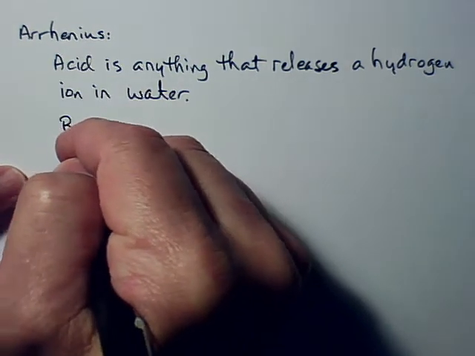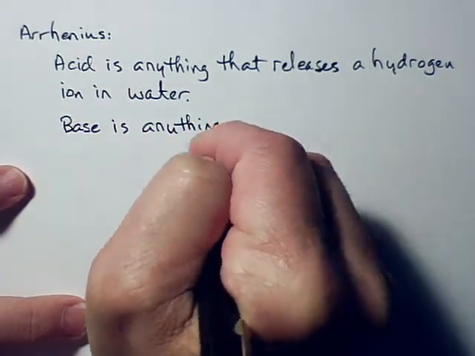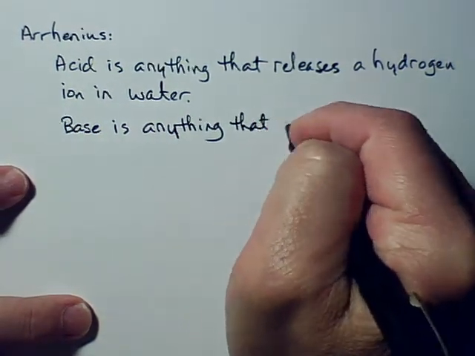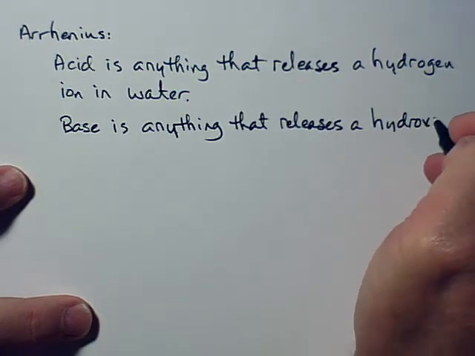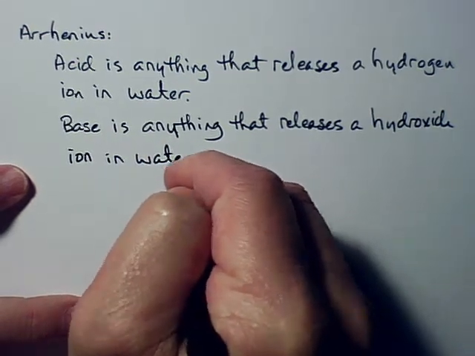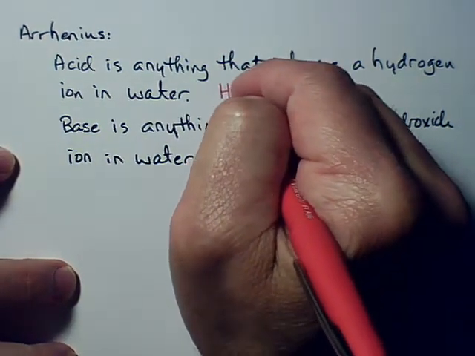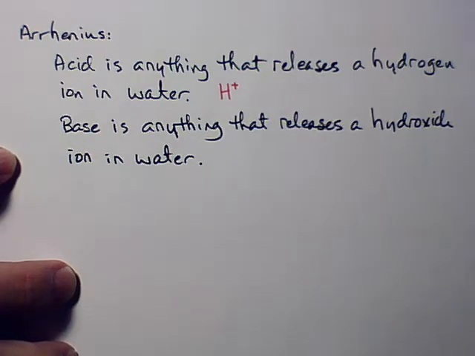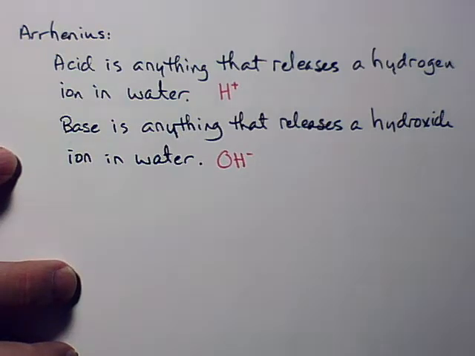Now, he also said that a base is anything that releases a hydroxide ion in water. Let's be clear. A hydrogen ion is this, and the hydroxide ion is one of the polyatomic ions that you are supposed to memorize. And we memorized that quite some time ago. There's about 12 of them or so. And you should know that the formula is OH with a negative charge.